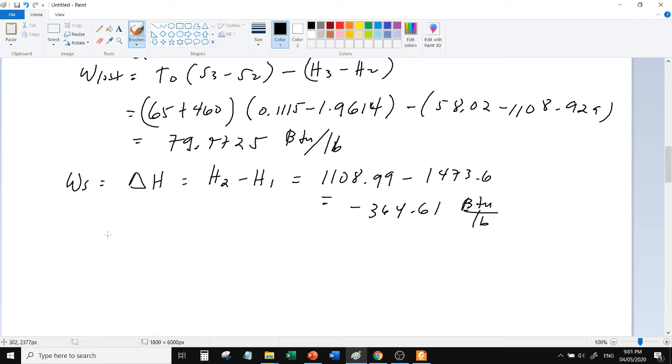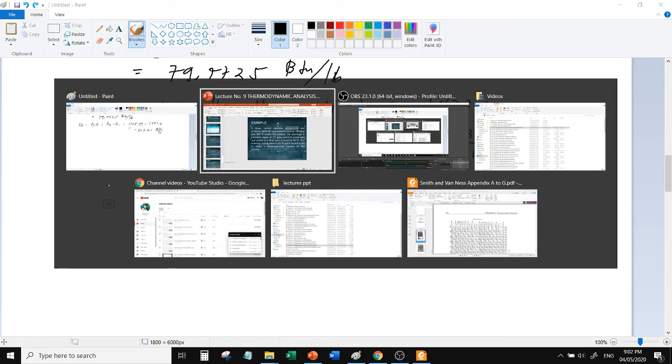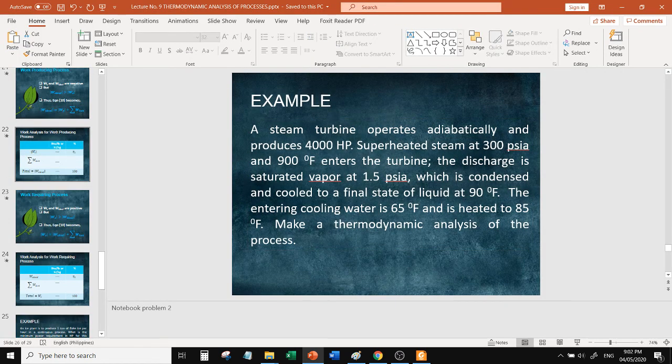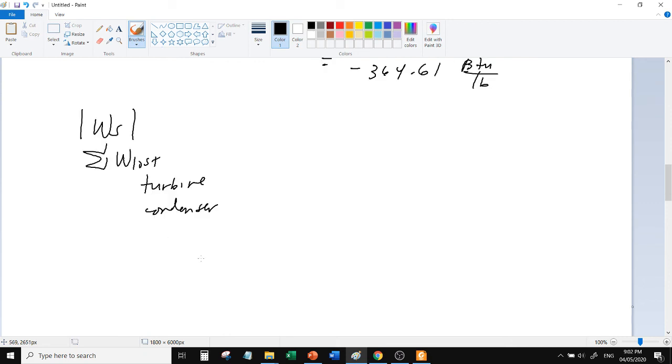Now, for work producing process, gawa tayong table. Diba? For work producing process, ano yung natin nasa taas? Yan yung table natin, diba? Gayahin lang natin. Work shaft. Okay. Then, we have the summation of the work loss. So, dalawa yon, yung turbine at saka condenser. And then, yung work ideal. So, ano ito yung total.